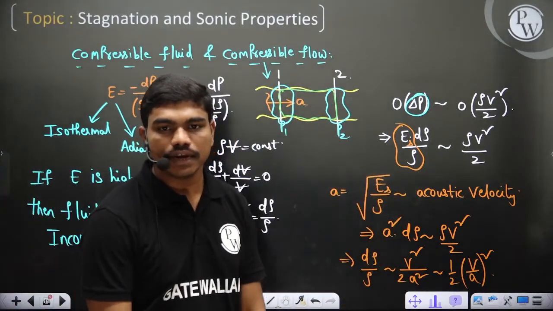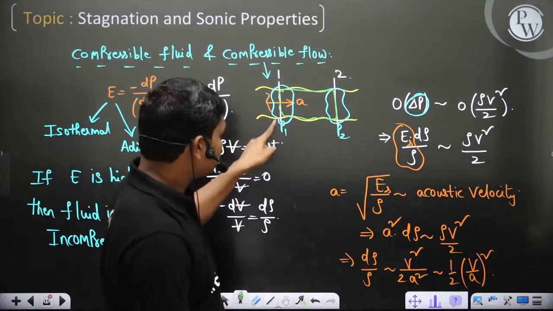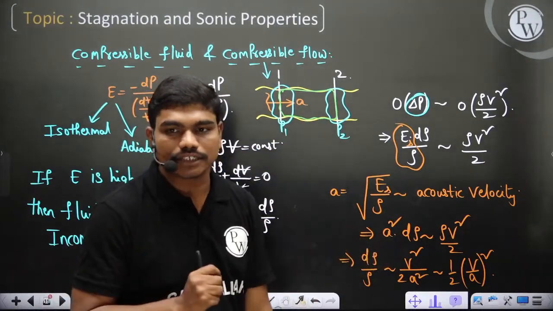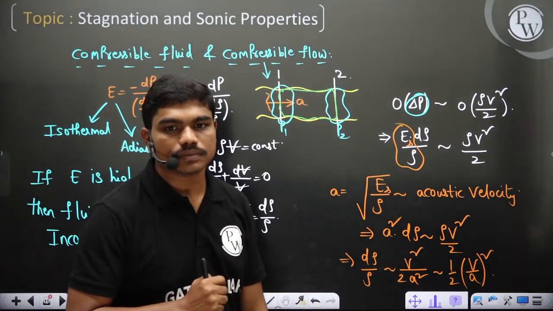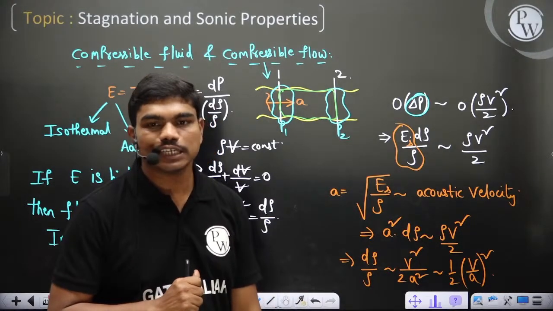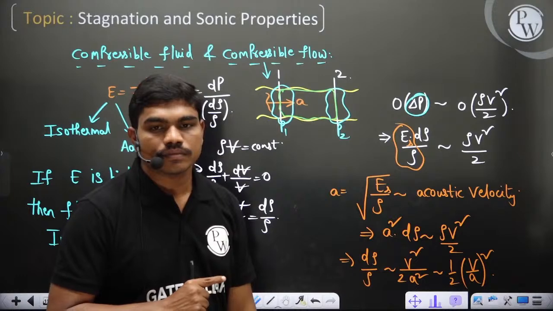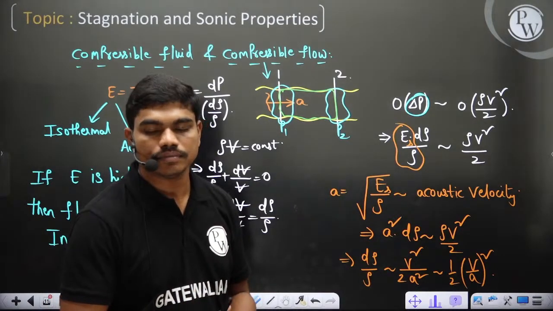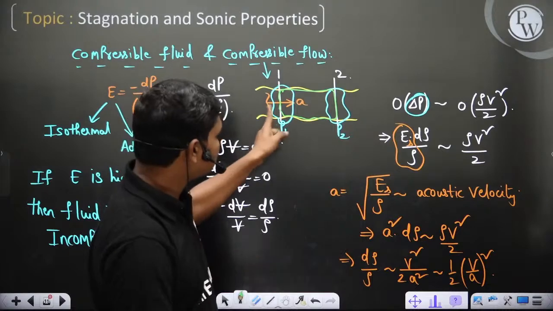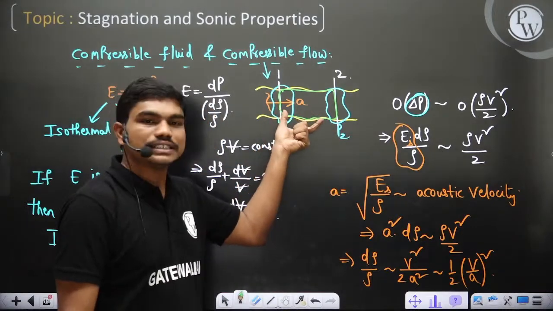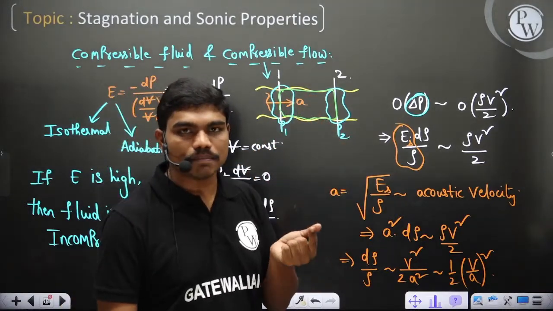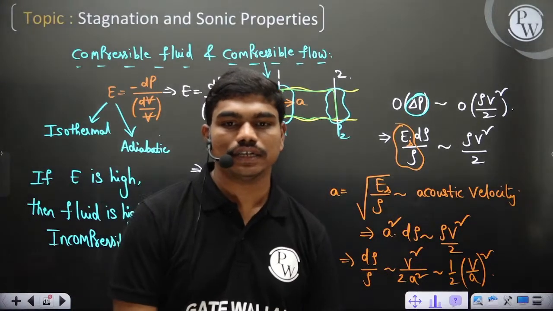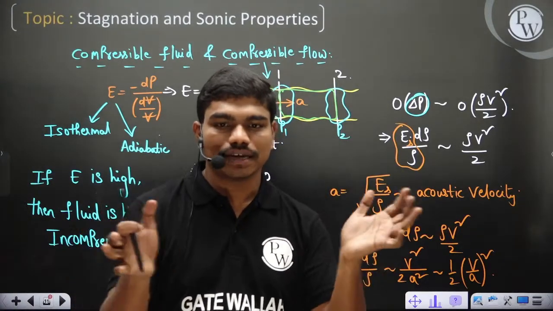Yes or no? Can you understand? Because of this pressure difference P1 and P2, the fluid which is in between will definitely be subjected to some pressure. Correct? Type in the chat box, can you understand this? Because of this pressure difference, the fluid which is in between these two sections will be subjected to some pressure difference, P1 minus P2. Clear? Yes. So this fluid gets compressed actually.